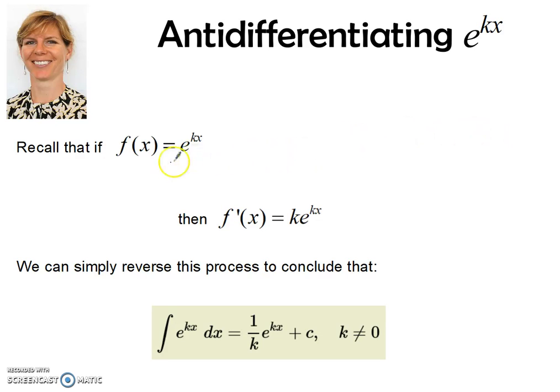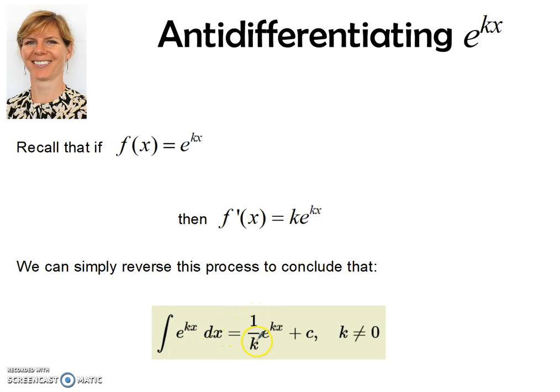Okay, so we recall that if the function f of x is e to the kx, then the derivative is just k times e to the kx, so the derivative of whatever's up here in the index comes down there, and then times the original function, e to the kx. So if we reverse that, all we need to do is take into account that we've got this multiplier here, and we divide instead.